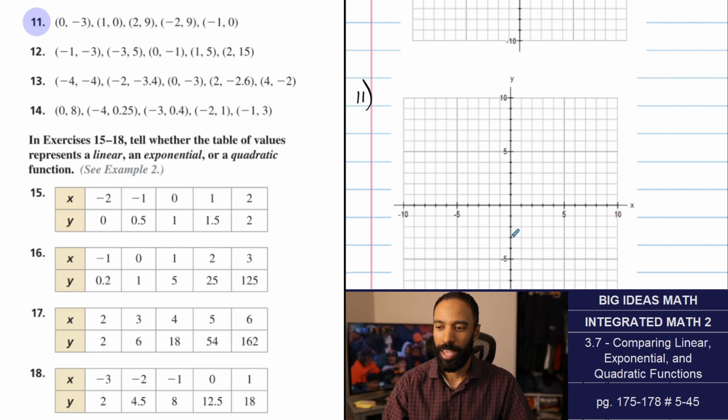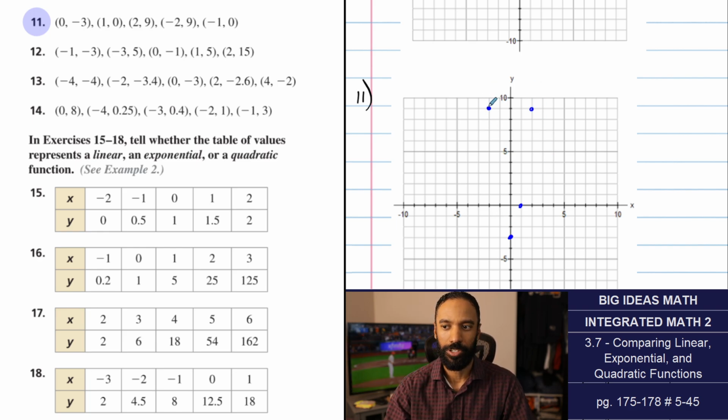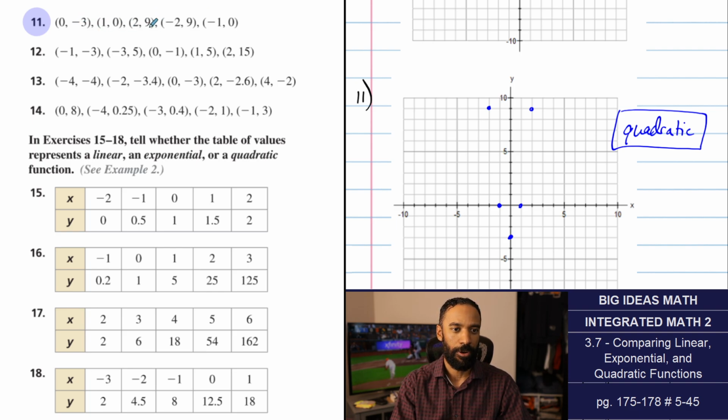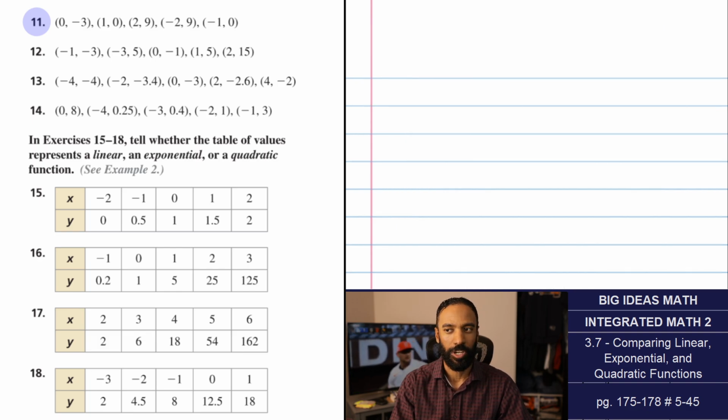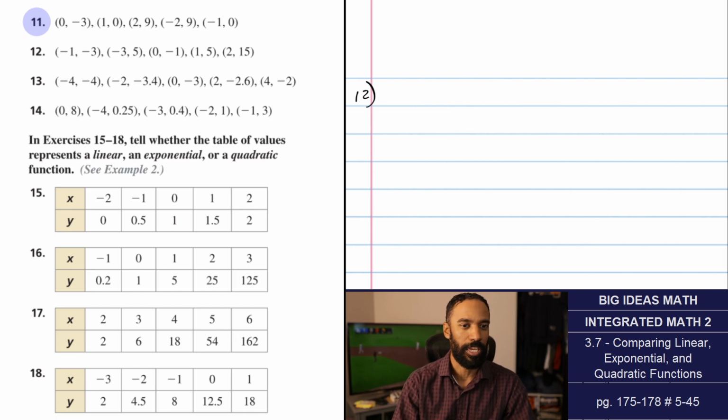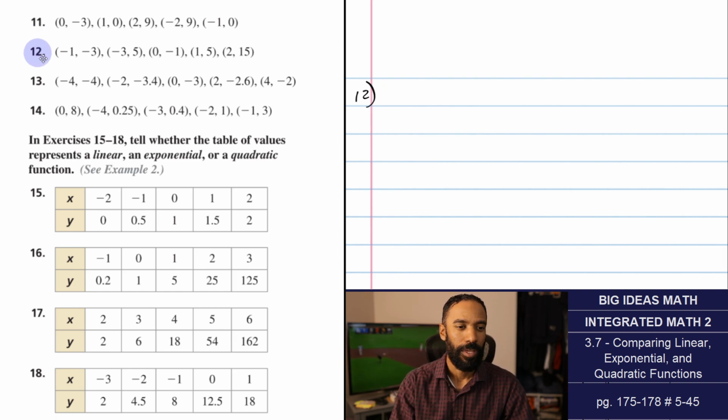0, -3, 1, 0, 2, 9, -2, 9. So here's your U shape, right? This one, without drawing the graph, that is a quadratic. There's our baby. Without drawing the graph, you could say, well, I got symmetry. I have something going down and back up, but they're not written in order, so it's probably harder to notice. That's why it's probably good to also plot the graph. So let's go to number 12. I like that we're going fast to begin with. I doubt it's going to stay that way. Number 12.